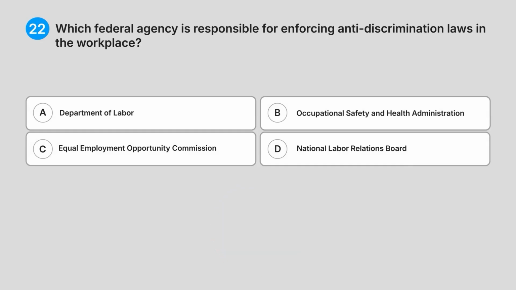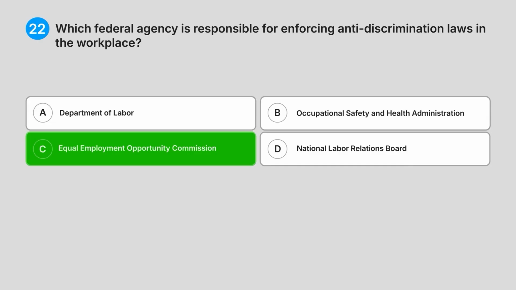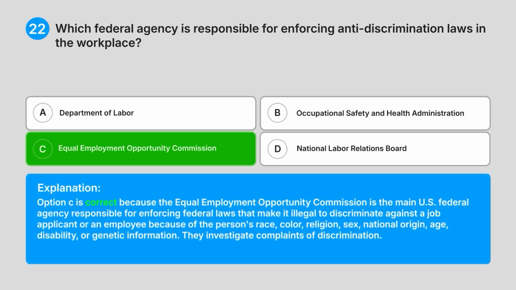Correct answer, C. Equal Employment Opportunity Commission. Explanation. Option C is correct because the Equal Employment Opportunity Commission is the main US federal agency responsible for enforcing federal laws that make it illegal to discriminate against a job applicant or an employee because of the person's race, colour, religion, sex, national origin, age, disability, or genetic information. They investigate complaints of discrimination.